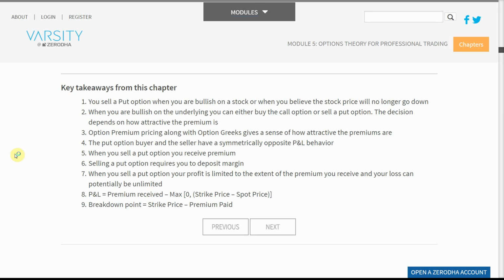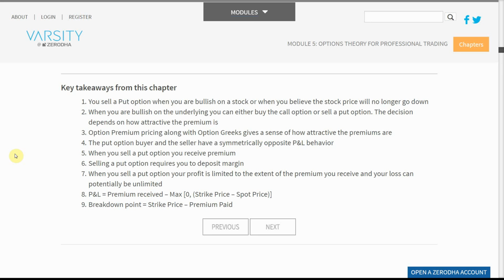You sell a put option when you are bullish on a stock or when you believe the stock price will no longer go down. When you are bullish on the underlying, you can either buy the call option or sell a put option. The decision depends on how attractive the premium is. Option premium pricing along with option Greeks gives a sense of how attractive the premiums are. The put option buyer and the seller have a symmetrically opposite P&L behavior. When you sell a put option, you receive premium.